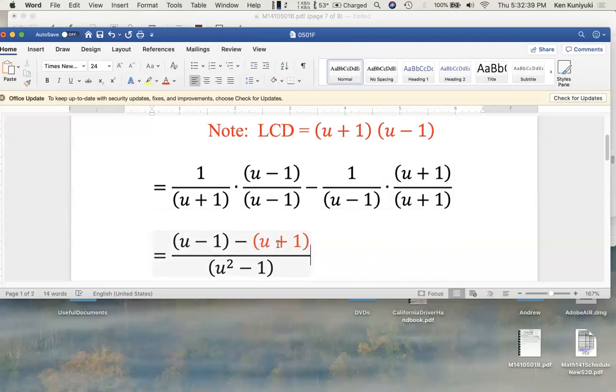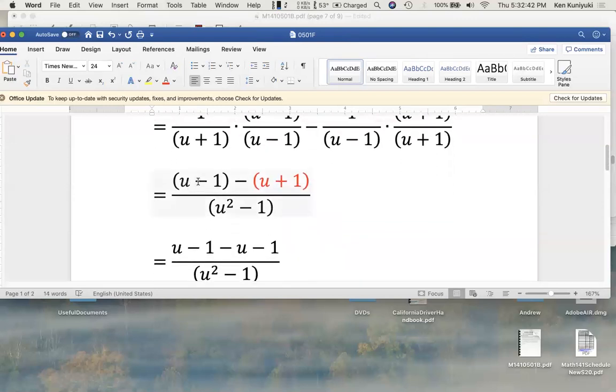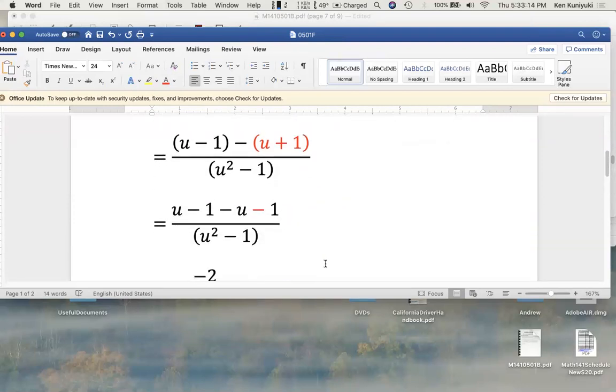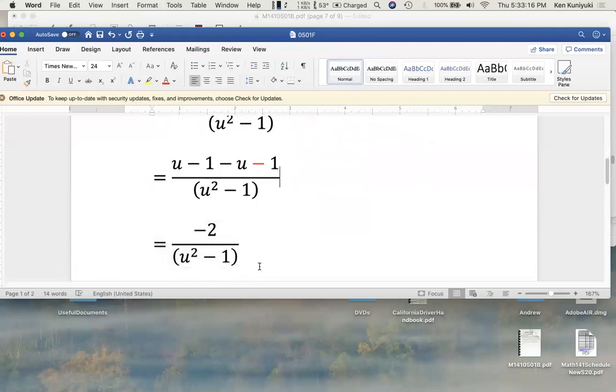So let's work out the top, simplify. We get u minus 1 minus u minus 1. That's a minus over here. See, if students make a mistake and they put a plus 1, they end up with a 0 on top and they get very confused. So what happens when we simplify the top? Well, the u and the opposite of u do knock each other out. We get 0 from u and the opposite of u. Negative 1 minus 1 is not 0, it's negative 2. So we get negative 2 over u squared minus 1.